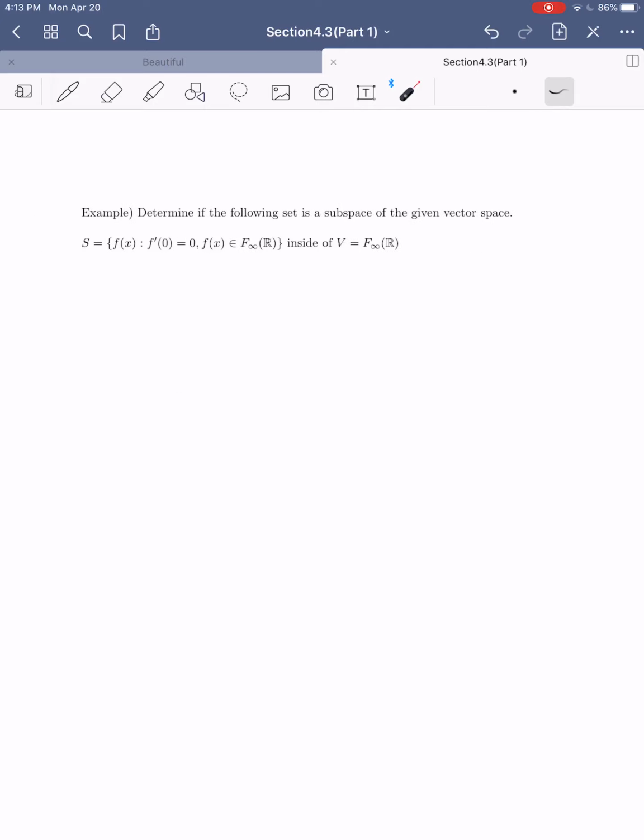Let's go ahead and look at this guy. So again, staying in the space of functions. So now we're going to look at the set of functions who have the property that their derivative at 0 is equal to 0. And these functions are going to come from the space of functions that have an infinite amount of derivatives over all real numbers. So let's again look at some example elements here. So what are some example elements?